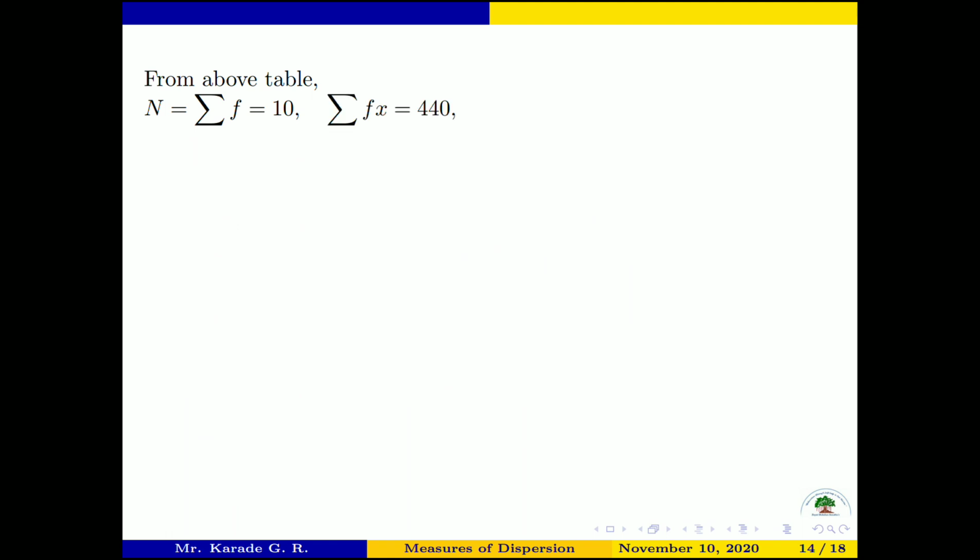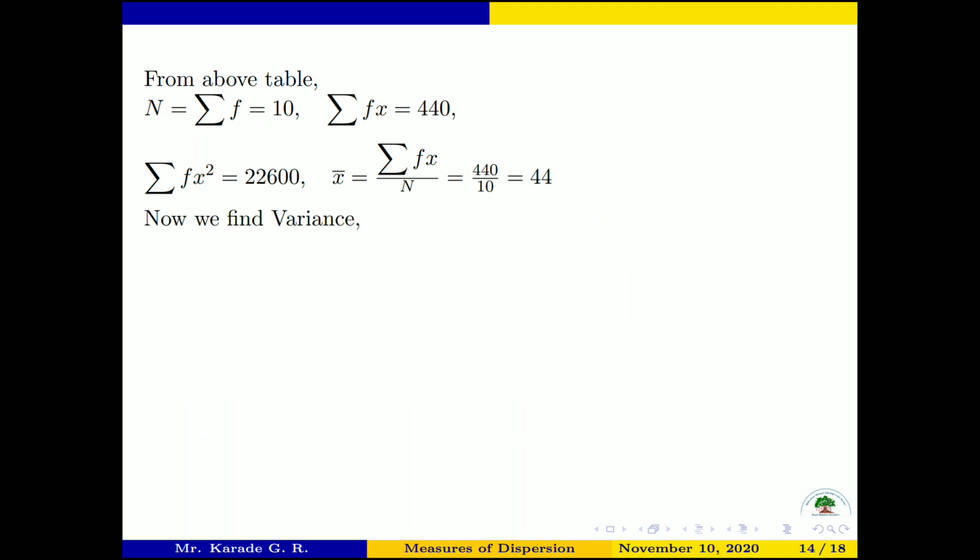Summation of fx is equal to 440. Summation of fx square is 22,600, and x bar is equal to summation fx upon n, is equal to 440 upon 10, is equal to 44. Now we can find the value of variance.